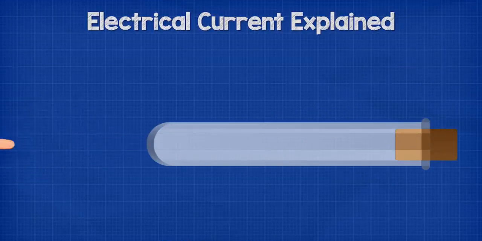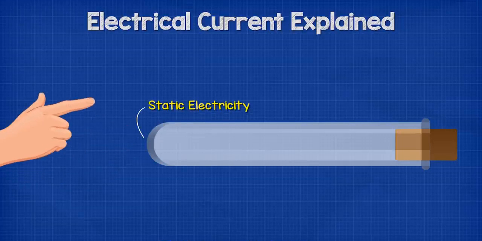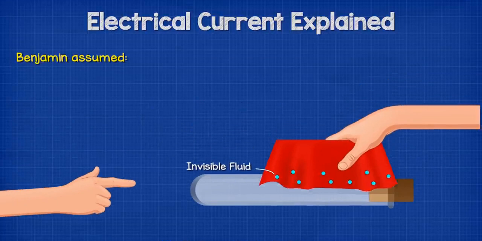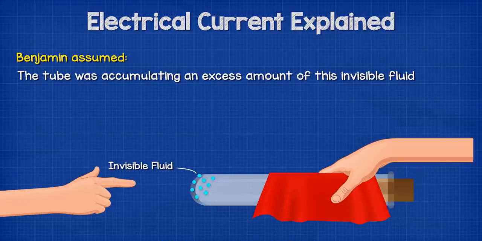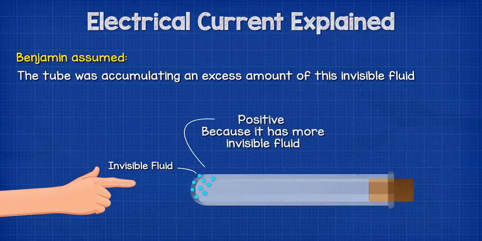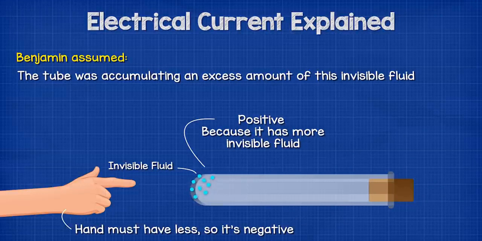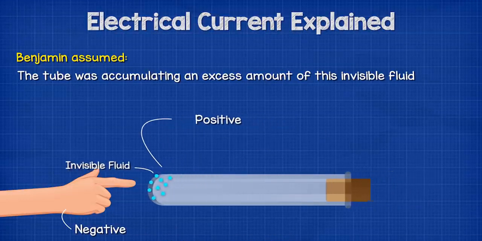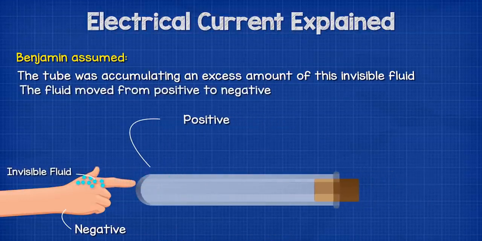We now know this as static electricity, but at the time, Benjamin Franklin assumed that the tube was accumulating an excess amount of this invisible fluid. So he considered this to be positive, and the person touching it must have less of this fluid, so they were considered negative. So he said, okay, I guess this end is positive and this end is negative, and electricity flows from positive to negative.